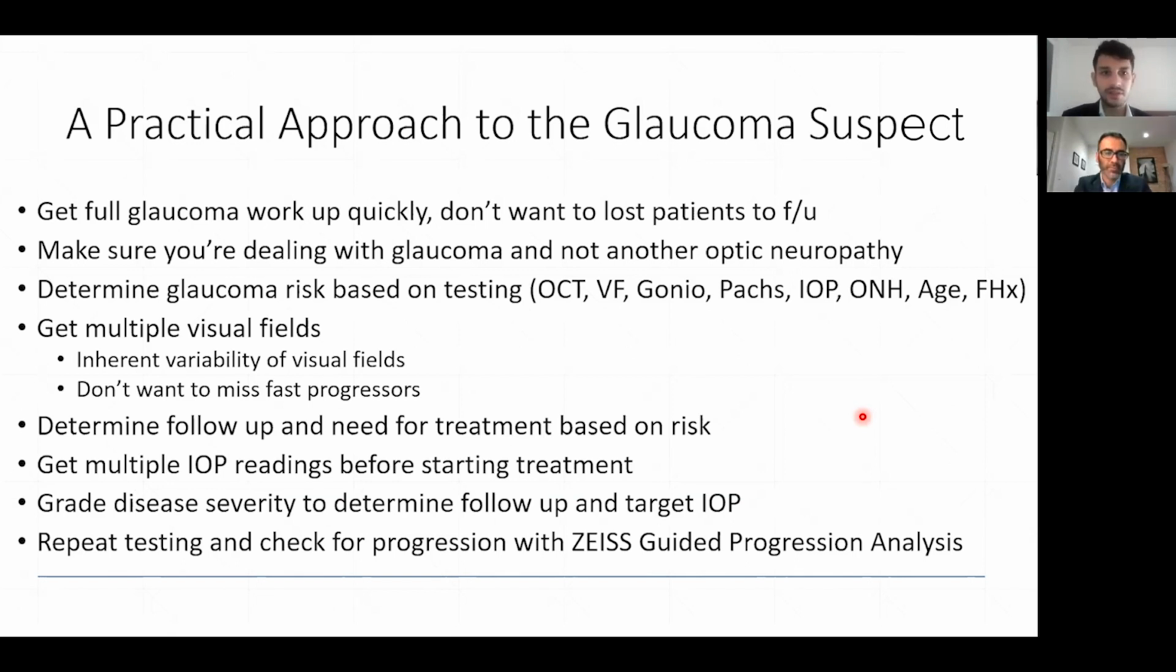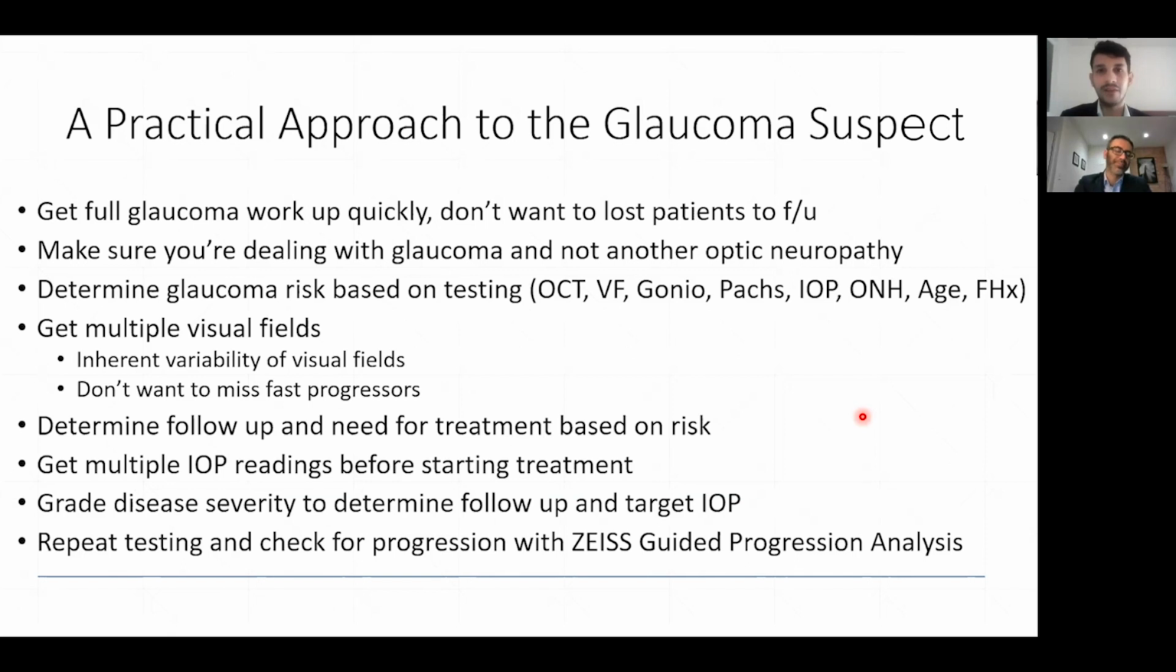So the big thing is to get your full glaucoma workup quickly. You don't want to lose your patients to follow-up. Sometimes psychologically, if you tell a patient to come back in 6 months, it seems like it's not a big deal, and they might not come back until their yearly follow-up. So I like to see them back pretty soon, within that 6-week follow-up. And again, like we talked about, until you have the data, until you have that follow-up, you don't know if the patient is low risk or high risk.